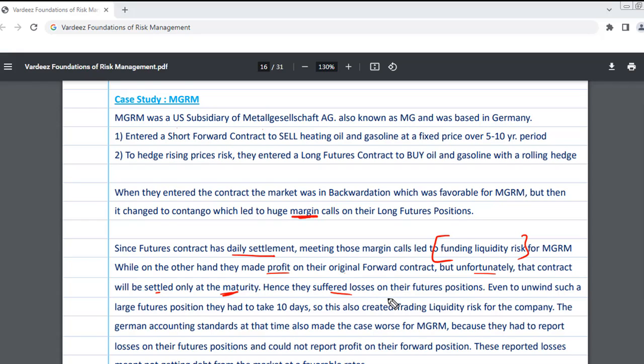Hence, they suffered losses on their futures positions, and even to unwind such a large futures position, they had to take 10 days. The margin calls were just piling up, and it took them almost 10 days to unwind that. So this is also referred to as trading liquidity risk. Okay, it is very hard to sell your assets.